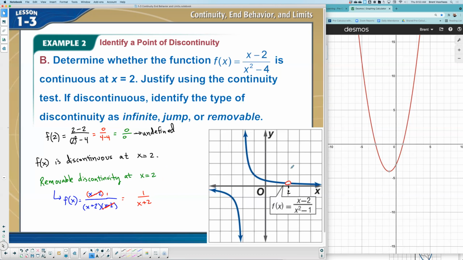Now, this one right here, that's a removable discontinuity. What would you call this one over on the left? We never even talked about this one. What would I call that? Removable.